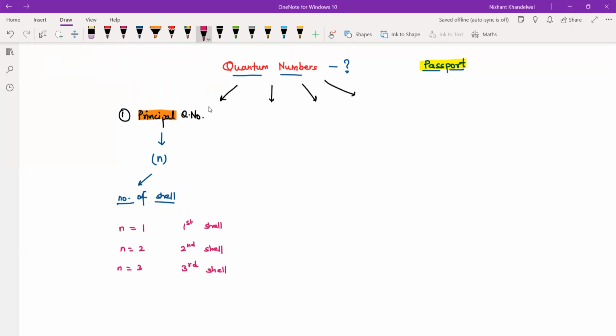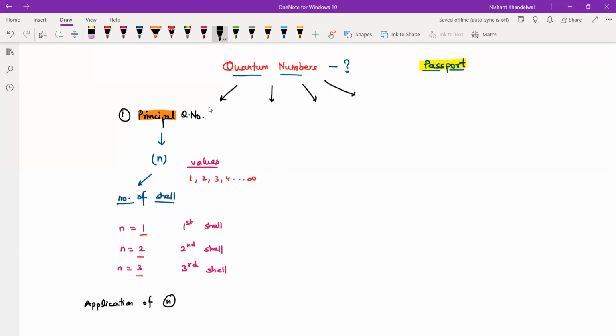Now the values of n. The value of n is 1, 2, 3, 4 up to infinity. So n can have these values, like natural numbers. It starts from 1 and ends at infinity. So n can have all these values. Now another thing is, what are the applications of n? Applications of n are very important.